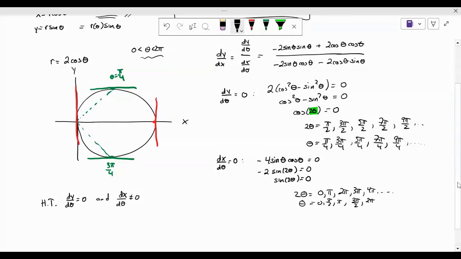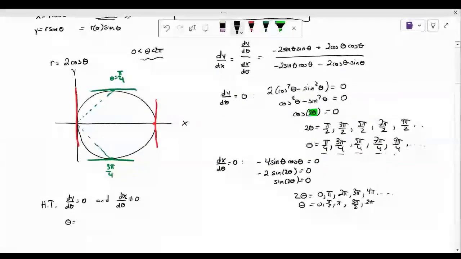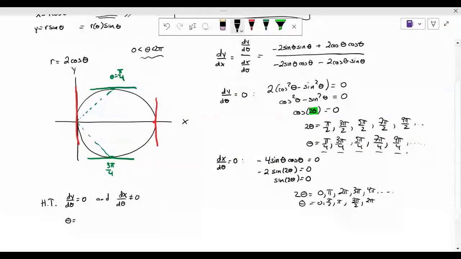Okay. So we see that we would have horizontal tangents when theta is one of these. Okay. And those values of theta do not make dx d theta 0. So all those, but there's only 2 unique ones. I don't know if you see that or not. Right. There's only 2 unique ones.